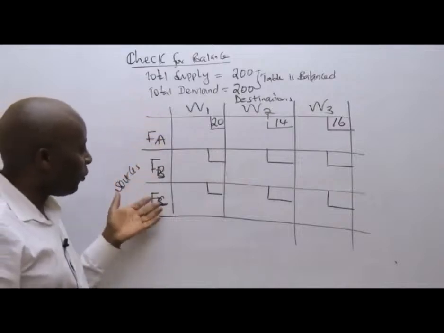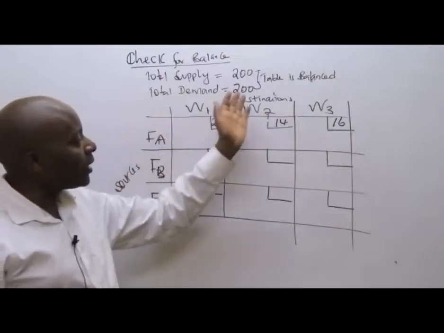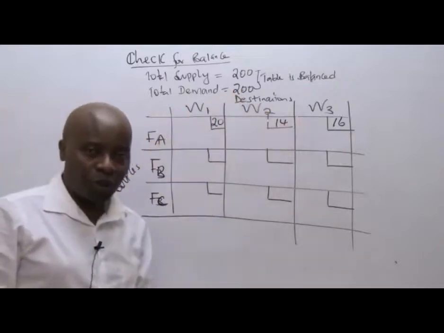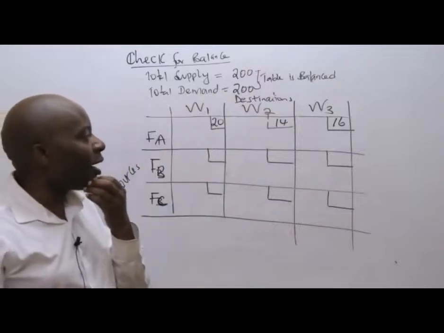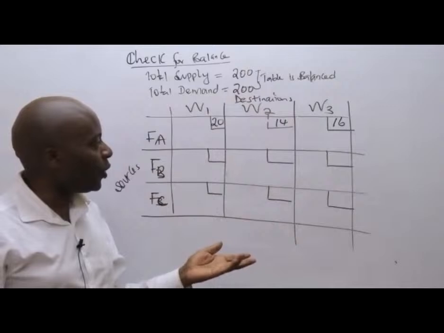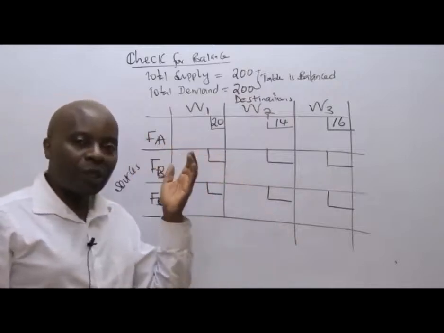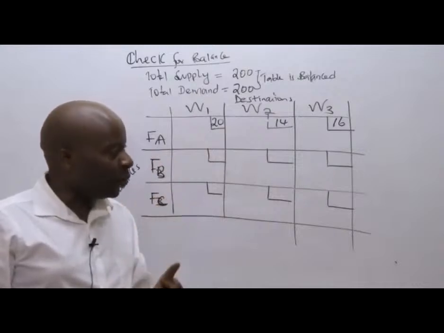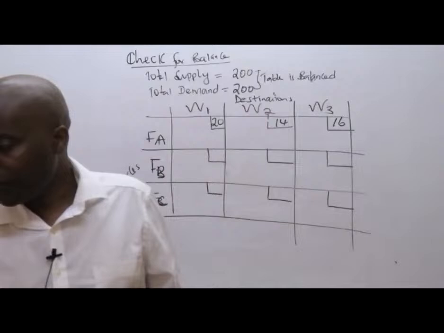It's not lost on us that here we must have sources, of which we have our three factories, factory A, B, and C. And then on this other axis, where are we taking these goods to? We are taking them to our destinations: warehouse 1, warehouse 2, and warehouse 3. The small cells will carry the transportation cost per unit, which has been given on this table here.